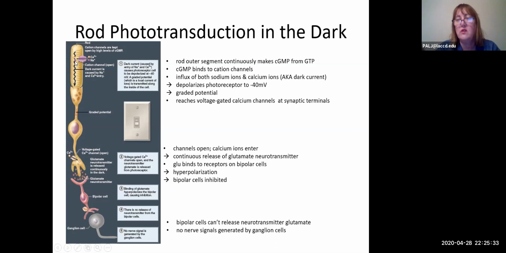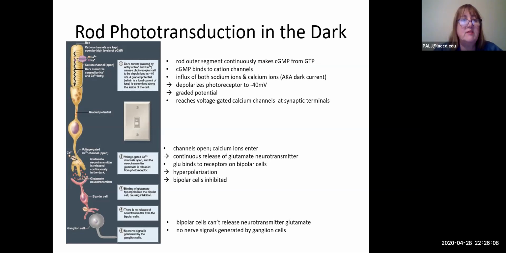Okay, now when you look at a lot of pictures online, they're just going to show sodium entering, but I want you to realize both sodium and calcium can enter through that open cation channel. Okay, and so when sodium and calcium enter, this is called the dark current because it's happening in the dark. Okay, so the entry of all those cations depolarizes the photoreceptor up to minus 40 millivolts.